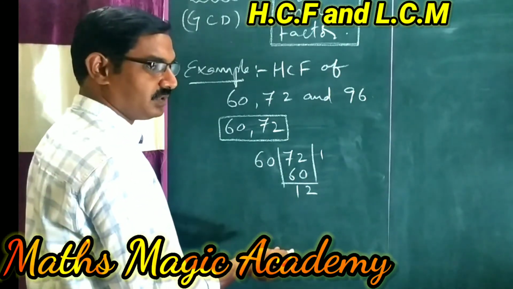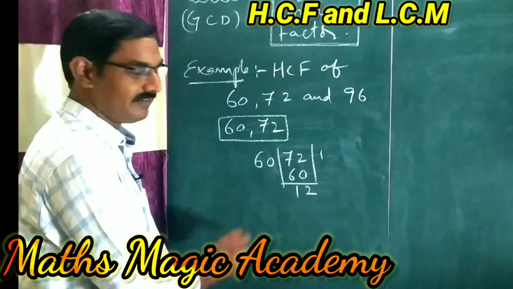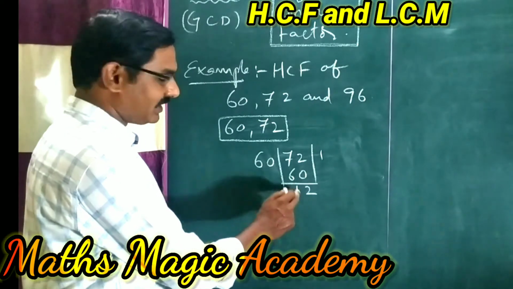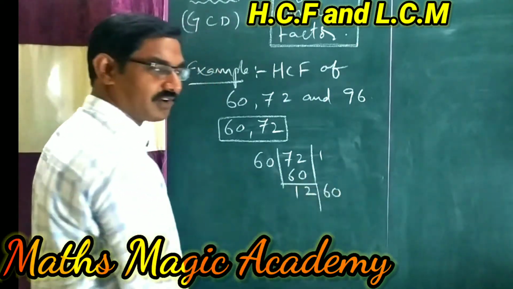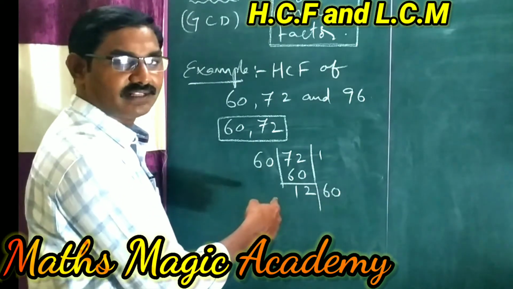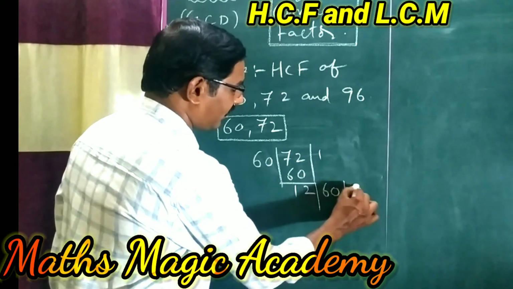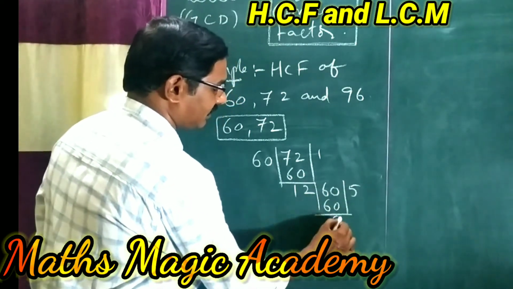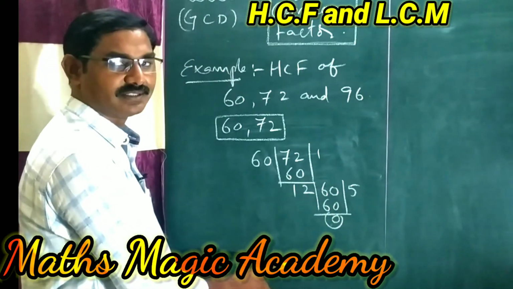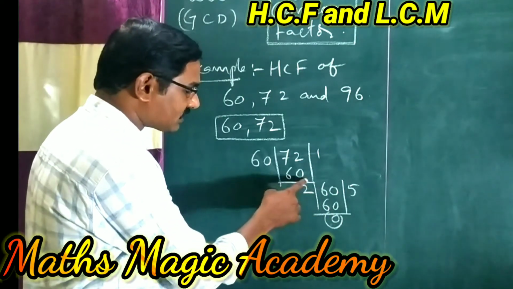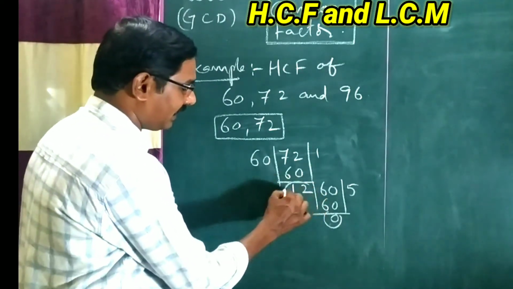Now go for step 2. What is step 2? Divide the divisor by the remainder. So the 60 will be carried forward to here, and we divide it by 12. Until we get the remainder 0, we have to repeat this process. Now 12 fives are 60, so the remainder is 0. Whenever we get the remainder 0, we have to stop the process. And now the divisor in this place is nothing but the HCF.